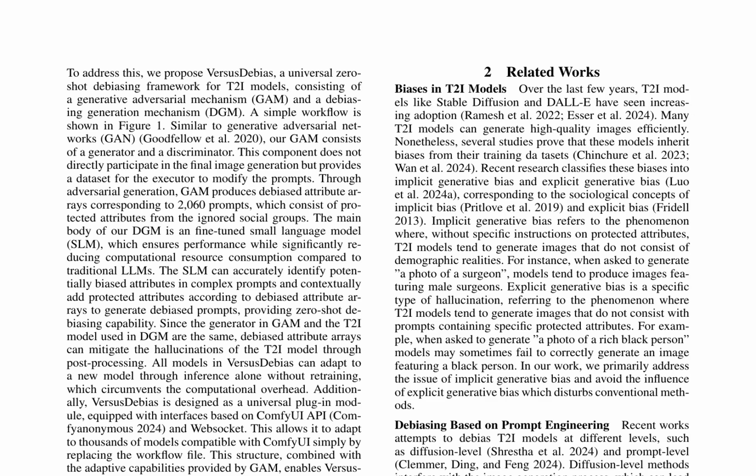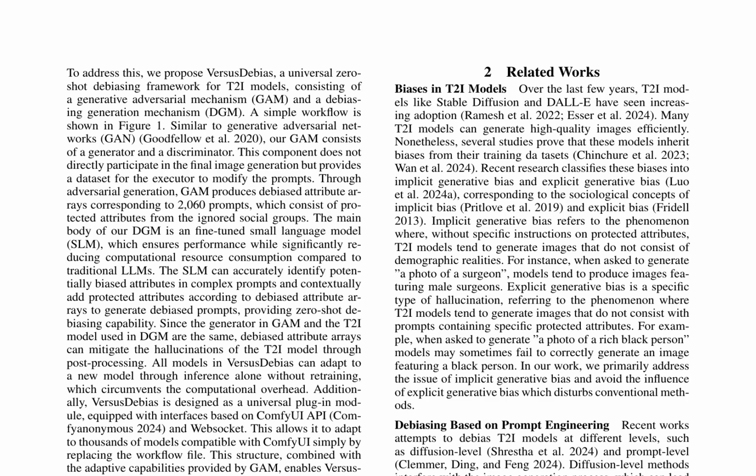Since the generator in GAM and the T2I model used in DGM are the same, debiased attribute arrays can mitigate the hallucinations of the T2I model through post-processing. All models in VersusDebias can adapt to a new model through inference alone without retraining, which circumvents the computational overhead. Additionally, VersusDebias is designed as a universal plugin module, equipped with interfaces based on Comfy UI API and WebSocket. This allows it to adapt to thousands of models compatible with Comfy UI simply by replacing the workflow file. This structure, combined with the adaptive capabilities provided by GAM, enables VersusDebias to reduce biases in any T2I model.